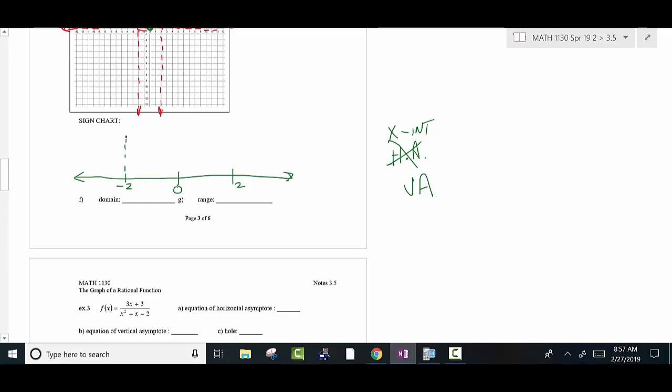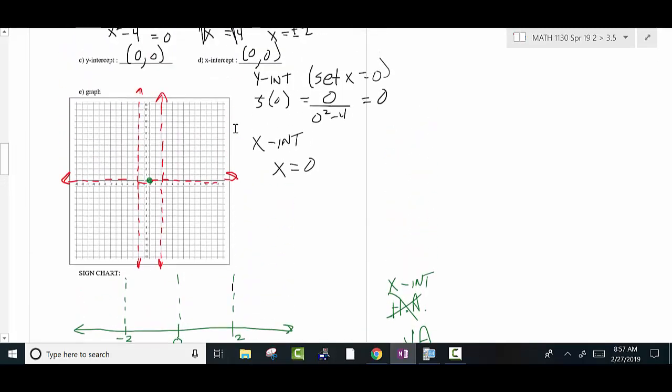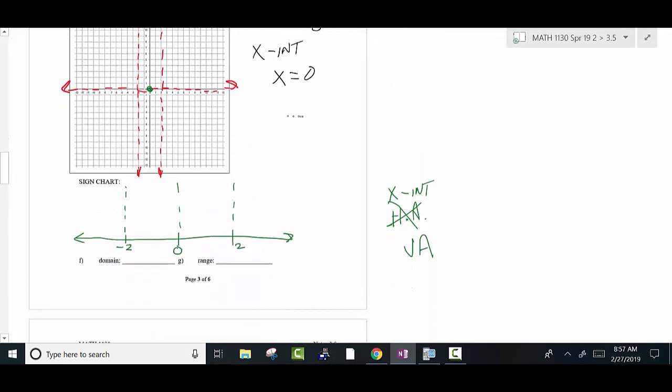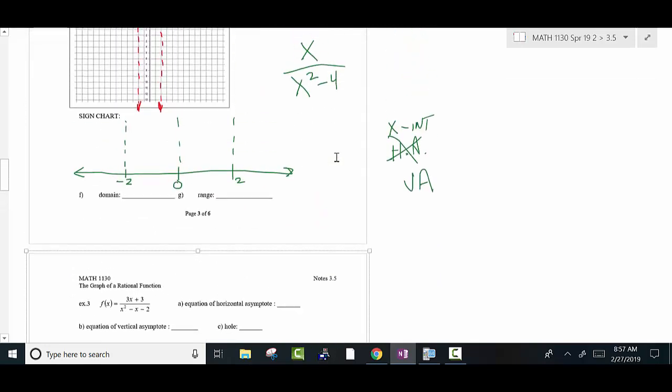Okay, so break it up. And then again, we're just going to do some test points on this. Let me write down what that function was. So it's x over x squared minus 4. Okay, and then we're just going to plug in test points into x over x squared minus 4.